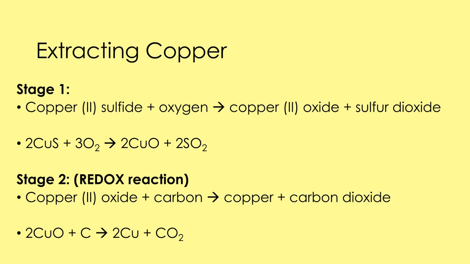Whereas on the right-hand side, the copper is just by itself, so it's not got any charge. So it's going from a 2 plus charge to no charge. It's gaining electrons to go from 2 plus to just copper on the right-hand side. So it would be Cu2+ plus 2 electrons gives Cu. You can see from that that it is reduction.